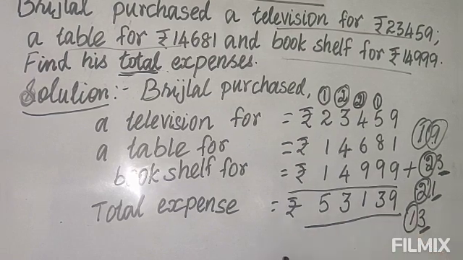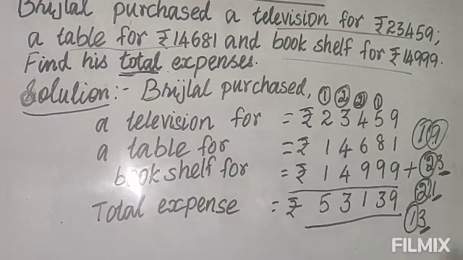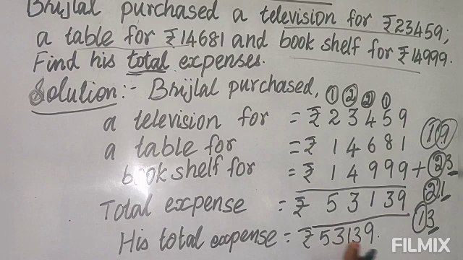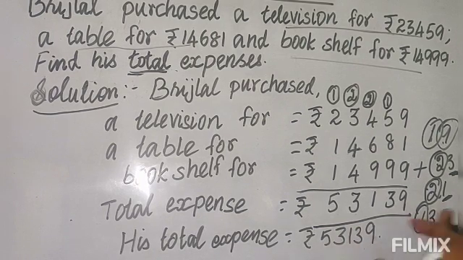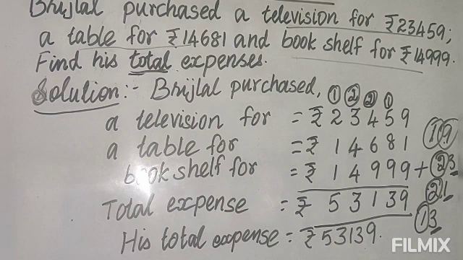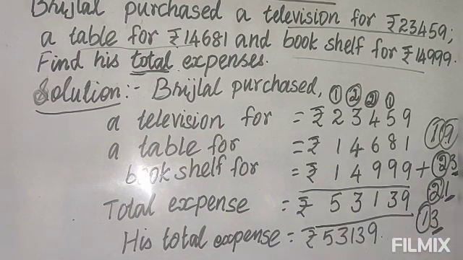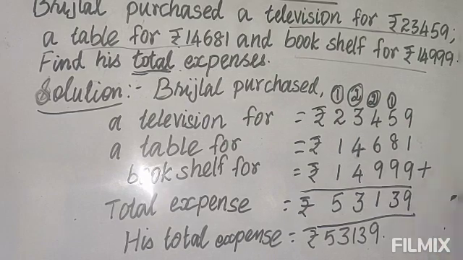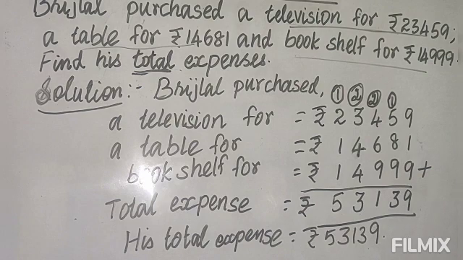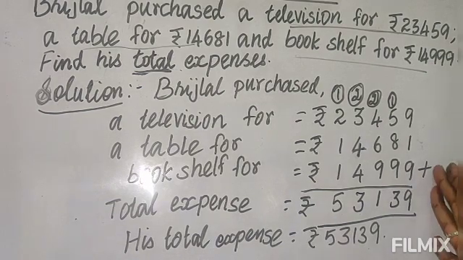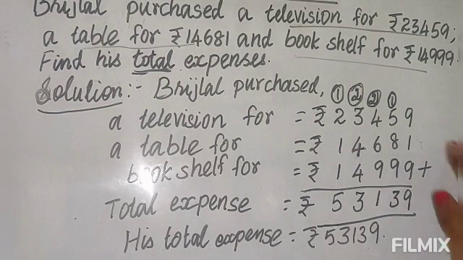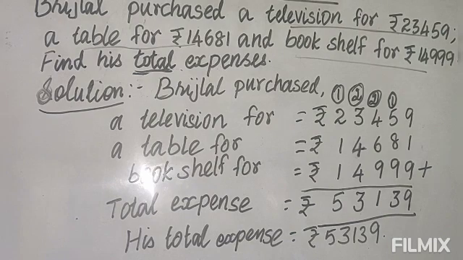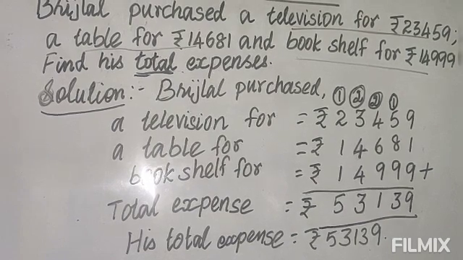Last you have to write the answer also. His total expense equal to 53,139. This is the way you will complete the answer. And I saw some of you, as I had given here in this rough work, you had copied this also and written it. This rough work need not be written. I cannot show this outside, that's why I have shown you inside the camera. After that I had rubbed it. So you need not write all this rough work. This much you have to complete in your problem when you write the answers.